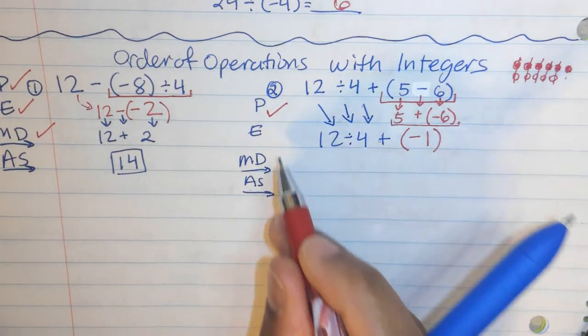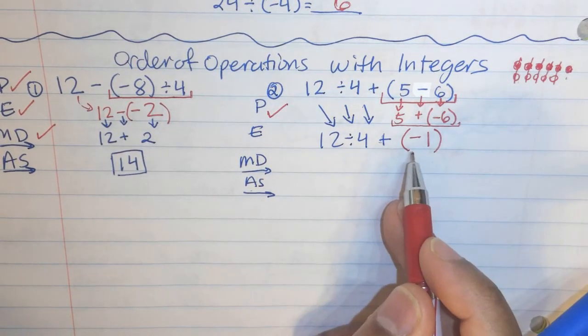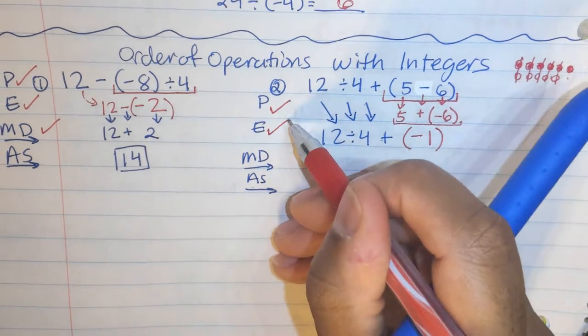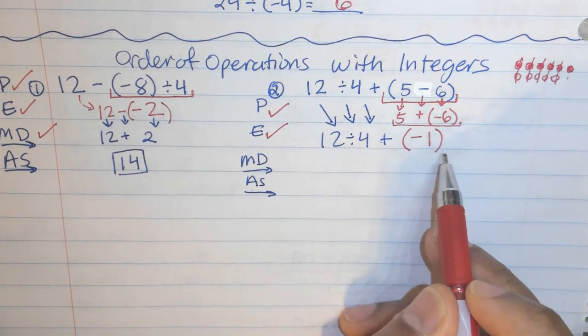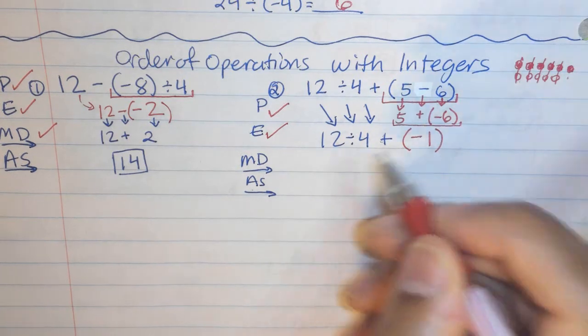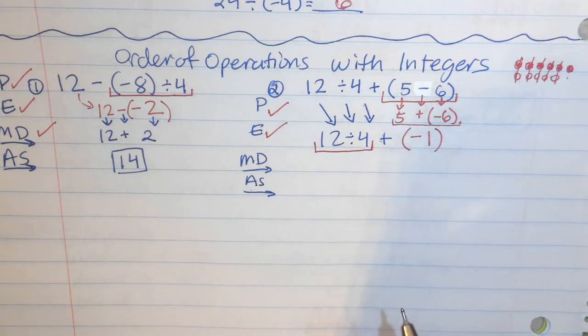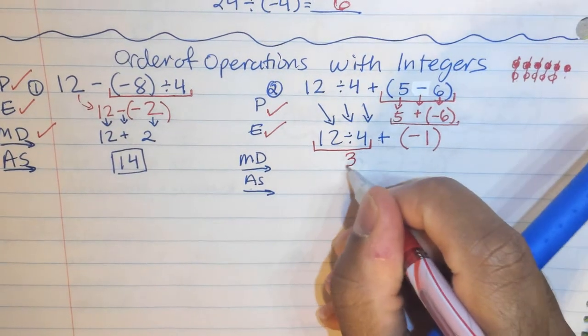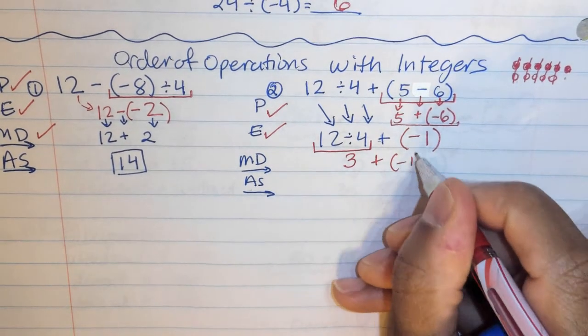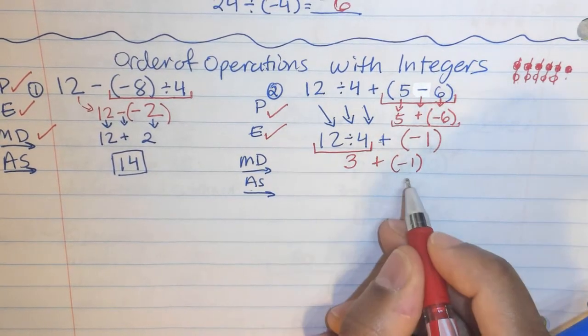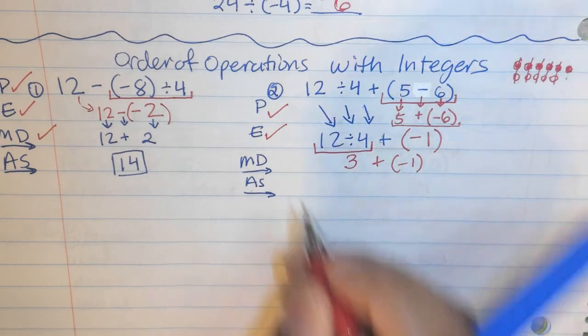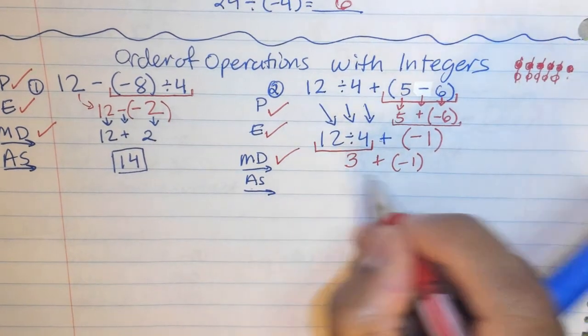Isaac, good job. Do I have any exponents in this problem? Nope. Do I have any multiplying or dividing in this problem? Yes, we have 12 divided by 4. 12 divided by 4, they're both positive. So when I do 12 divided by 4, what do I get? Three. So I get 3 and bring everything else down. Do I have any more multiplying or dividing in my problem? No. What about adding and subtracting? Do I have adding and subtracting in this problem?